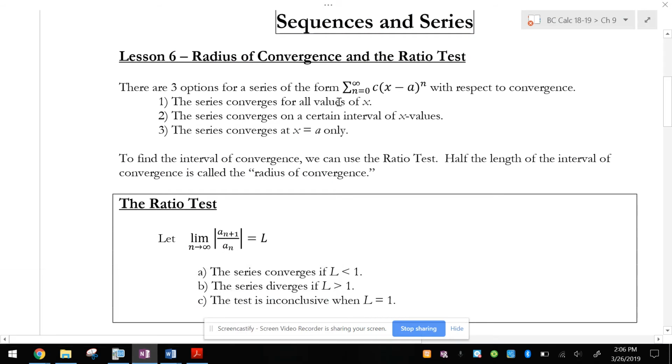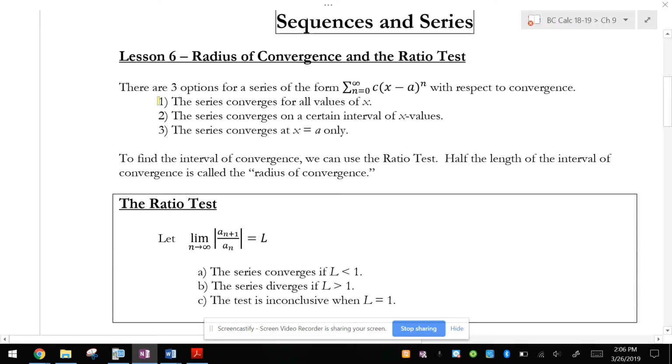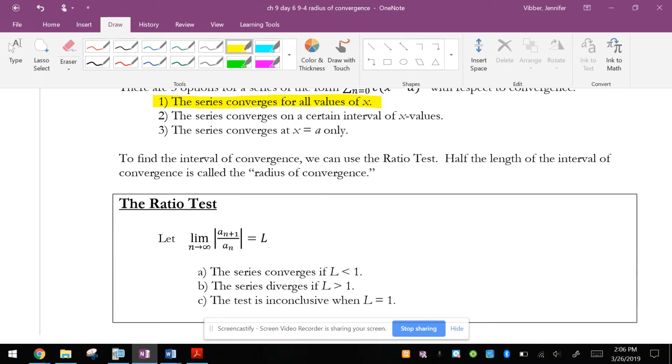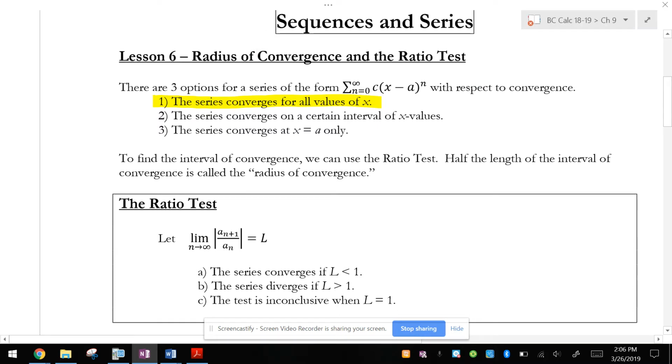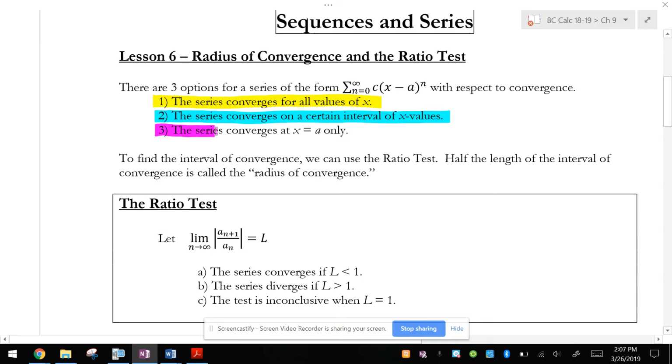There are technically 3 options for a series with respect to convergence. Let me flip my computer here. So my 3 options for a series are: it converges for all values of x. That would be like y equals sine x, where eventually you could fit everything. It converges on a certain interval. That's often like your geometric series, okay? Not just those, but that's what you know so far. And then the last option that doesn't come up that often, but it does come up, is that the series converges at x equals a only.